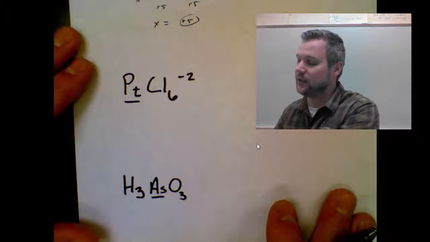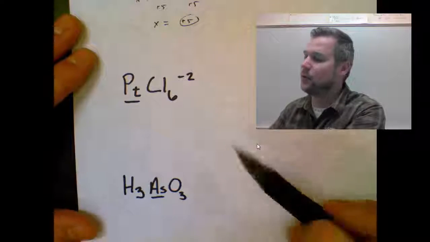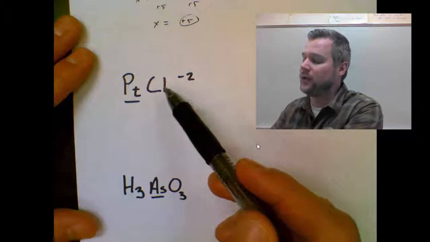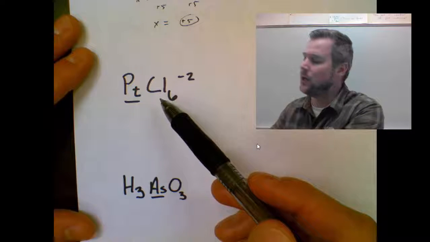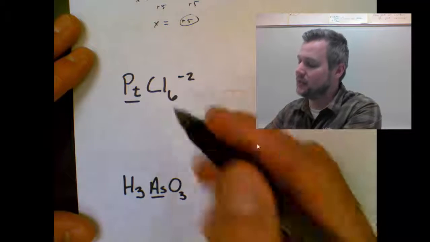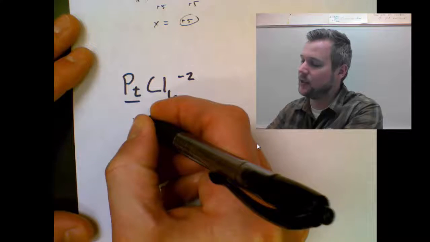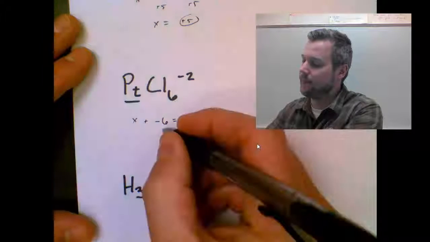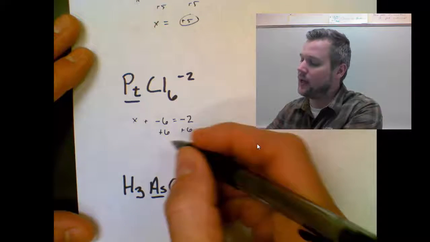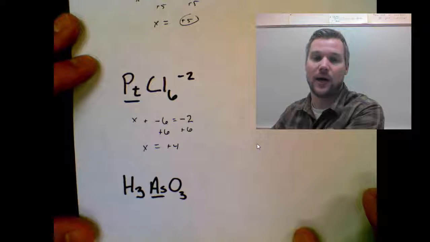The PtCl6 anion. Now chlorine is in group 7, that's the more electronegative, so this is a different rule than what we've used up to this point. The more electronegative is going to take the predicted charge, so -1 because it's group 7, so -1 times 6, and we know that this whole thing needs to add to -2, so x plus -6 equals -2. Add 6 to both sides, x equals +4, so the platinum in this case would be a +4 ion.